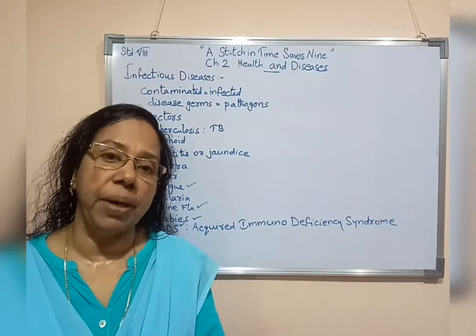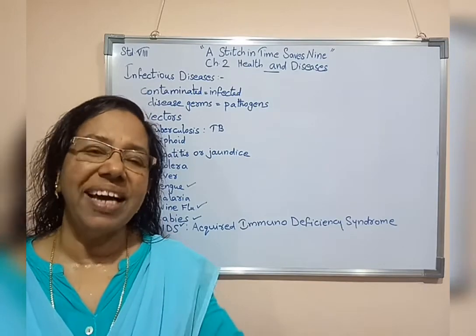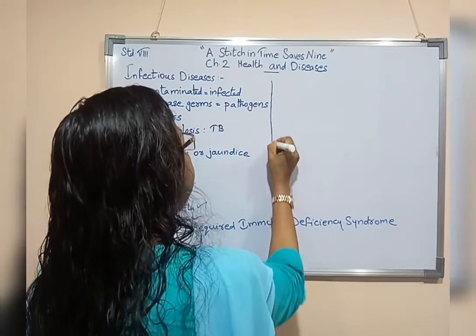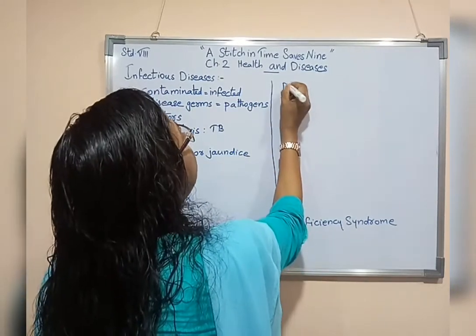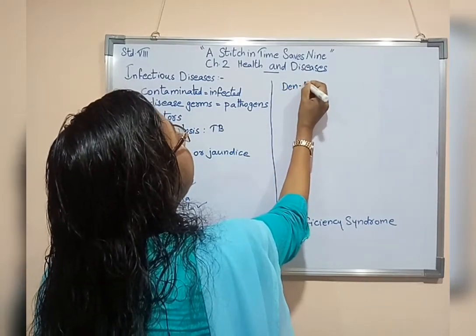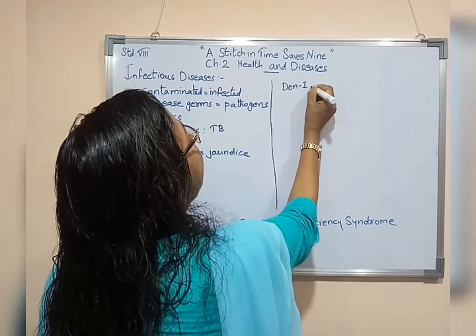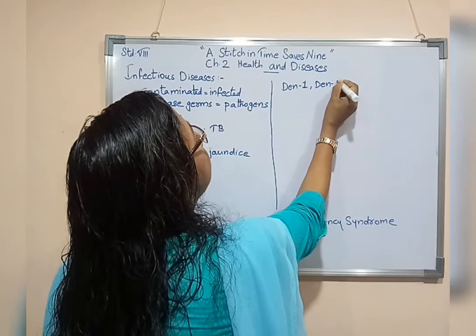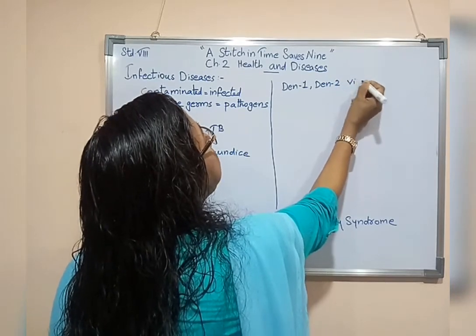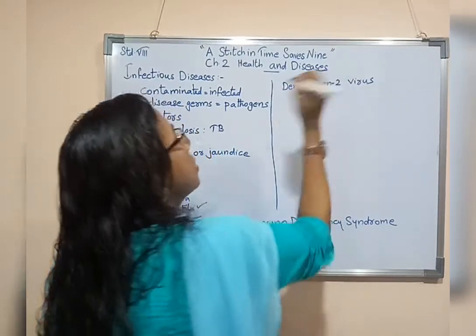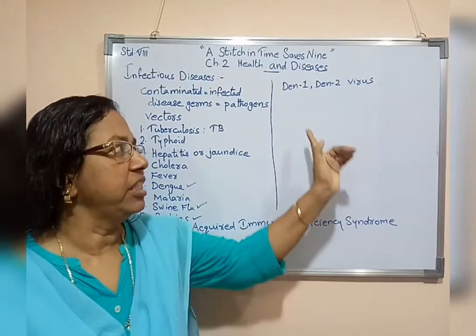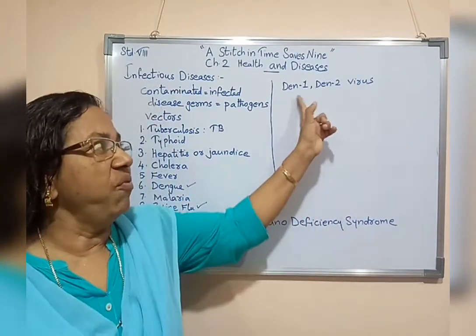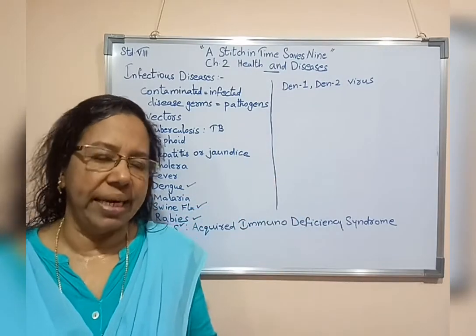Dengue is causing by a kind of virus. That virus is known as Den1 and Den2 virus. So dengue is causing by a special type of virus. That virus is known as Den1 and Den2 virus.